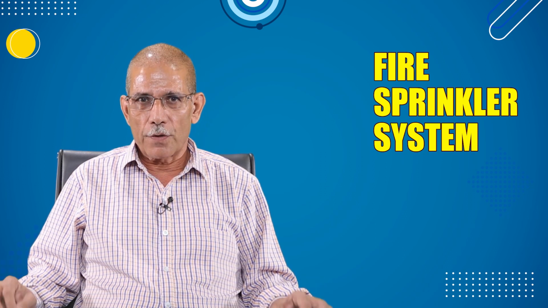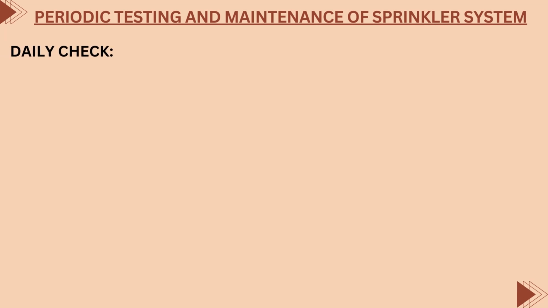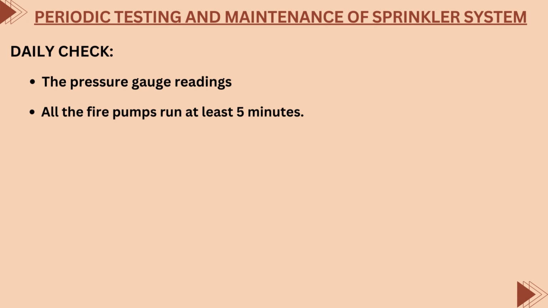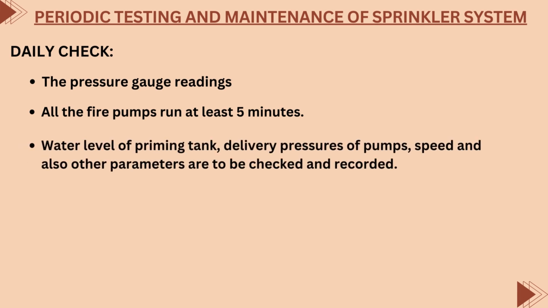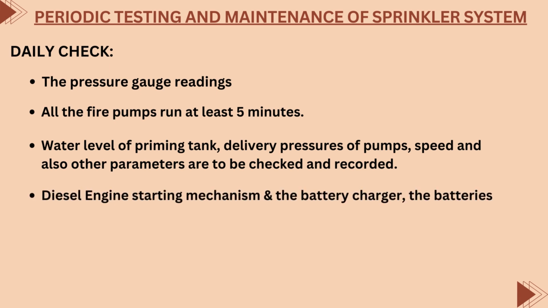The sprinkler system should be checked periodically if we want to make the system effective. There are certain daily checks, certain weekly checks, and certain annual checks. The daily checks are the pressure gauge readings, all the fire pumps run at least 5 minutes, water level of prime tank, delivery pressure of pumps, speed and other parameters, which are to be checked and recorded. Diesel engine starting mechanism and battery charges are checked, and the diesel engine is run for at least 5 minutes.